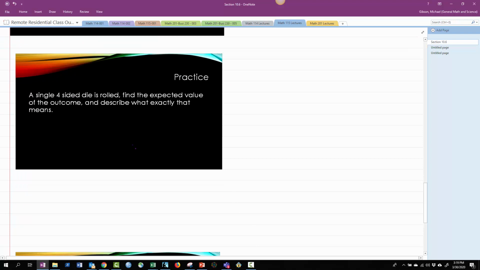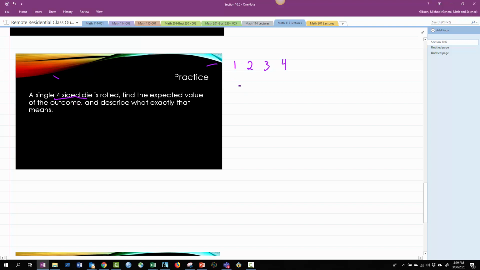All right, so a single 4-sided die is rolled. So this is one of those kind of funky die. It's pyramid shaped on the sides, and on the bottom is a triangle. So no matter, it's got 4 triangular shaped sides that are identical. Okay, so single 4-sided die. There's 4 numbers on it, right? 1, 2, 3, and 4. Find the expected value of the outcome and describe what that means.